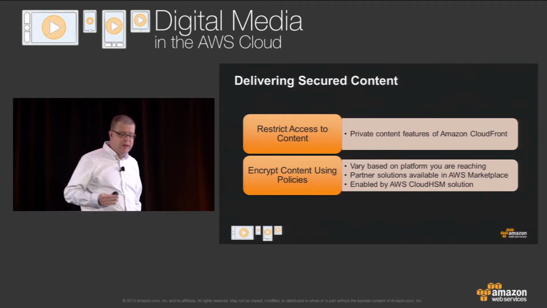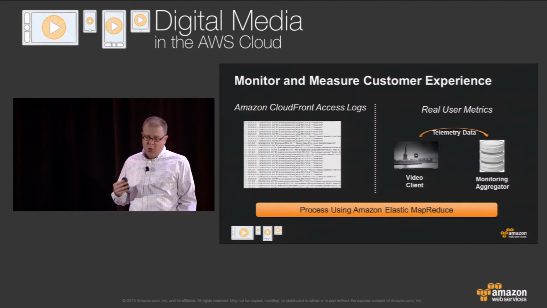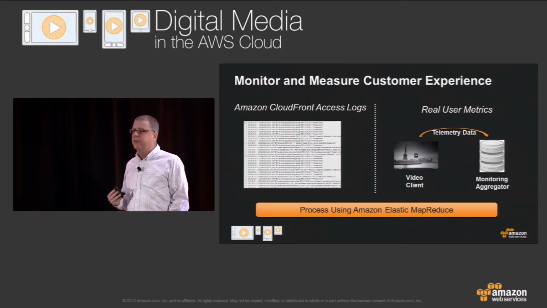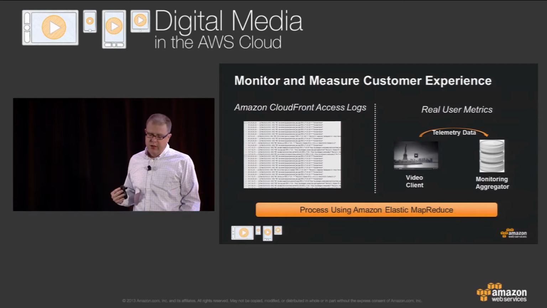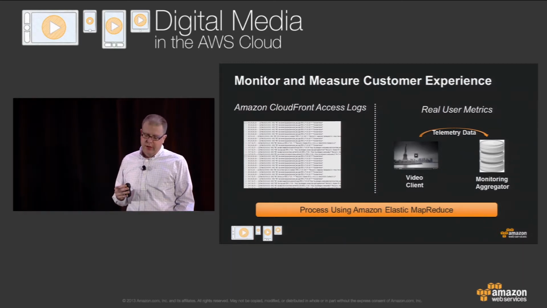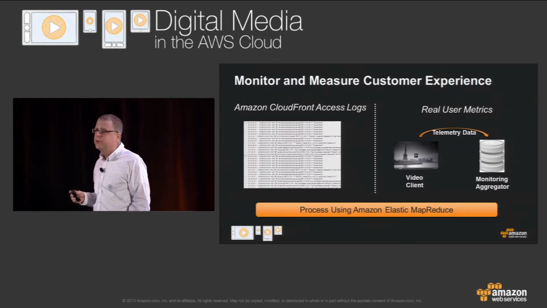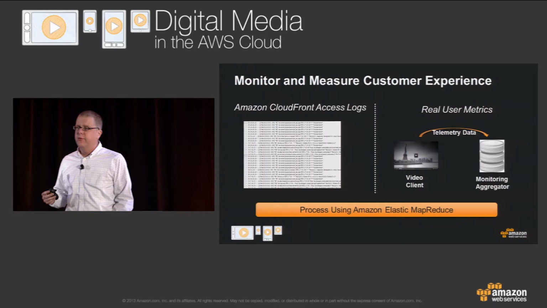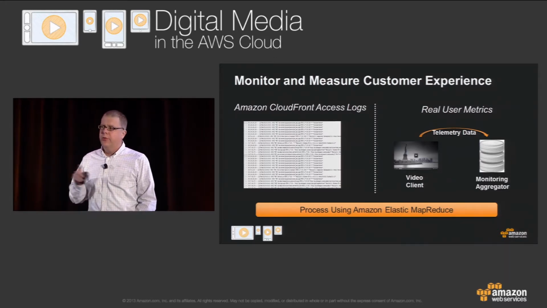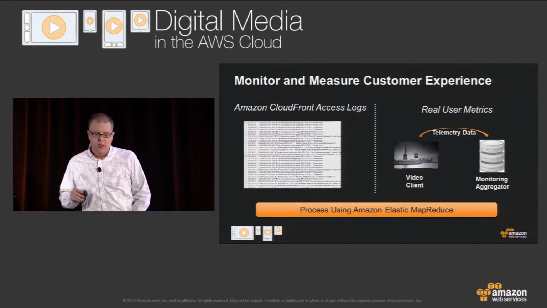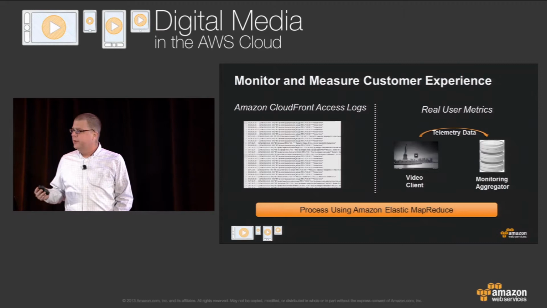Measuring and monitoring the end user experience, we talked about this earlier. What we see customers doing with AWS that's pretty neat is combining logs from your video player with CloudFront access logs and processing the combined logs together using Elastic MapReduce. This creates a really good way of quickly and economically getting a full 360-degree view of how your customers are viewing your content. And that's quickly the overview.